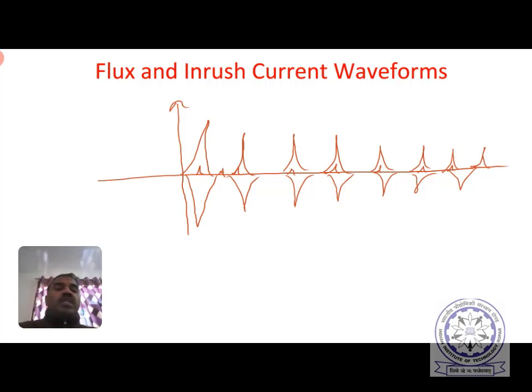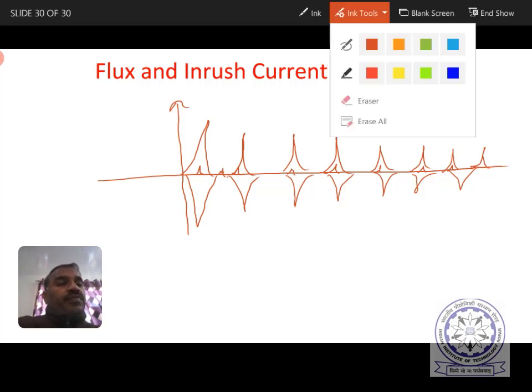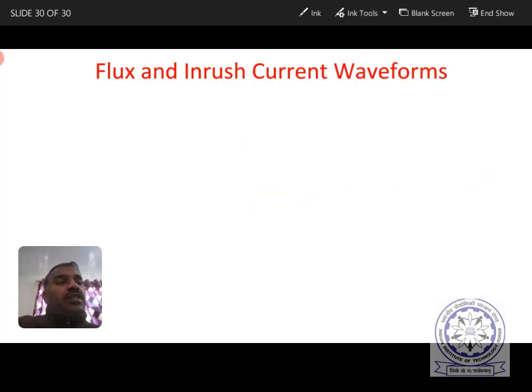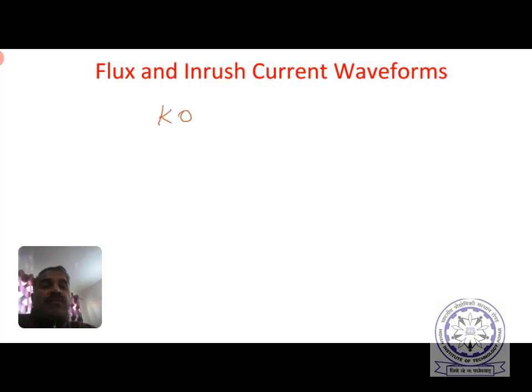And for calculating the inrush current practically, let me erase all, and then take the current. Now, the value of flux during the inrush or transient period is around k times phi m, as we have seen, and the value of k is from 1.6 to 1.8 practically.